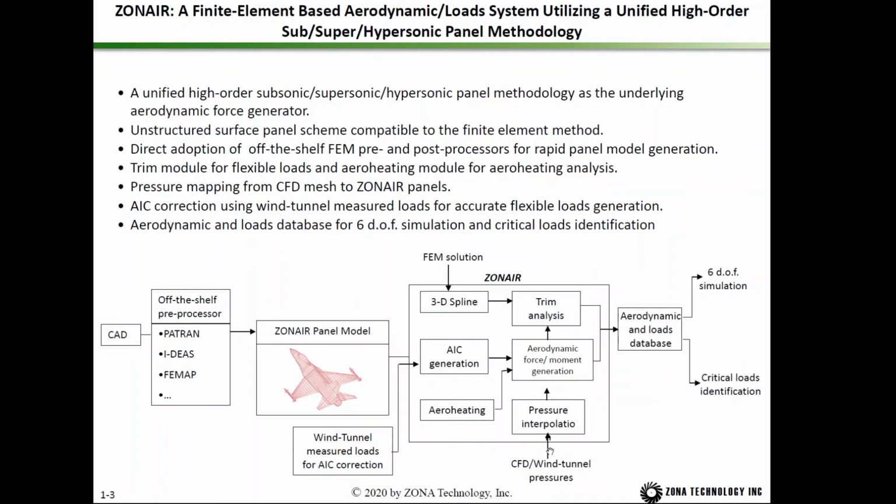And meanwhile, if you have wind tunnel measured or CFD computed pressure, you can interpolate those pressures onto the ZONAIR panel model. Meanwhile, if you want to do the flexible loads analysis, you can import the finite element method solution and go to a Spline Module, and you can perform the trim analysis, calculate the flexible loads, and meanwhile satisfy the trim condition. Then you can generate the aerodynamic force and moment coefficients and the component loads. Then one can perform the 6 degrees of freedom simulation and identify the critical loads.